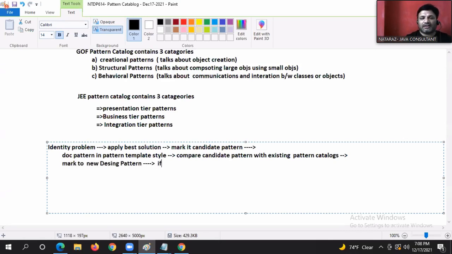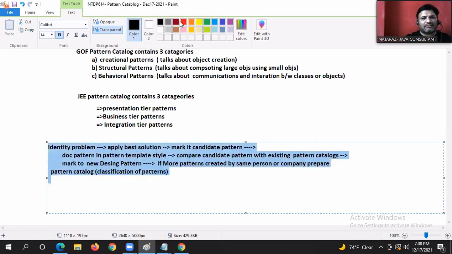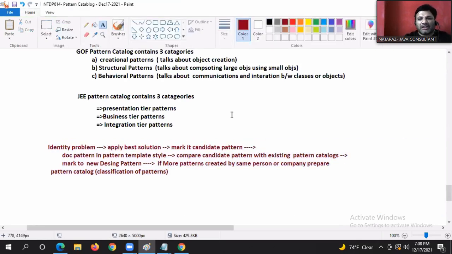If more patterns are created by same person or company, prepare pattern catalog. Classification of patterns. Easy. Any difficulty? Someone asked it in the chat box. So many new terminologies.